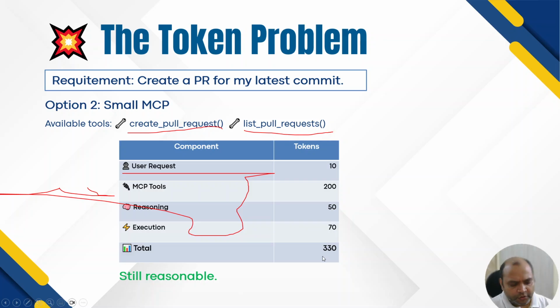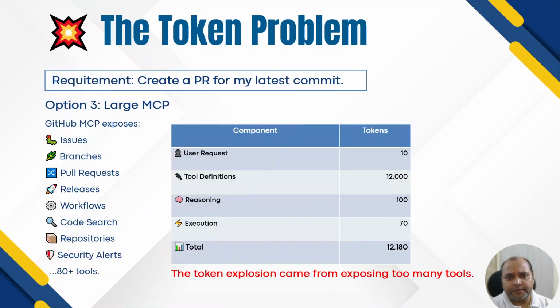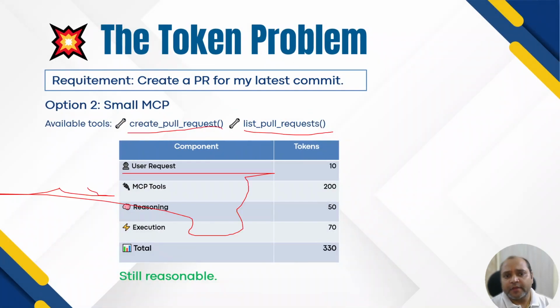Because what changes here? The change is only that we have two tools, so the token consumption increases. It's just double, 100 to 200, right? But it still remains reasonable. Why is it reasonable? Because we have only two tools.